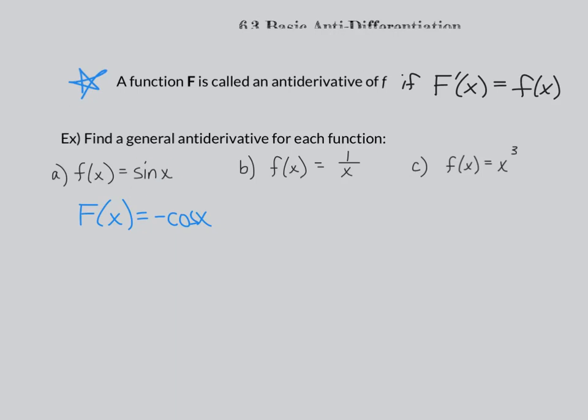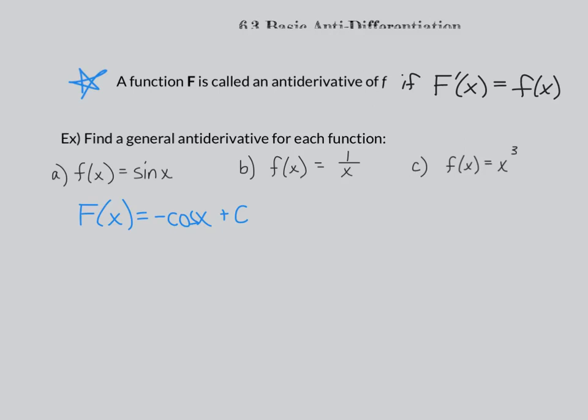Now, what if we had a plus 3 here in our original function? Just throwing out a 3, don't have to write it down yet. Well, if I were to take the derivative of this, I'd get sine. That's it, plus nothing, right? The derivative of a constant is nothing. Well, that means that 3 could have been a plus 17. It could have been a minus 20. It could have been any constant out there. And so what we do instead is we add plus c to show that it could have been any constant.